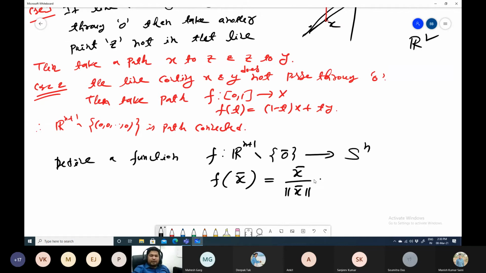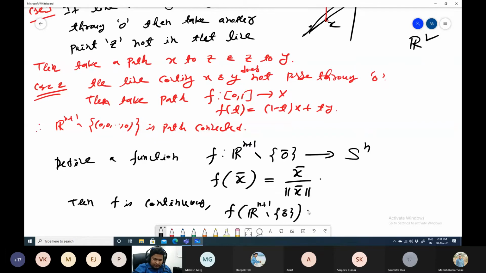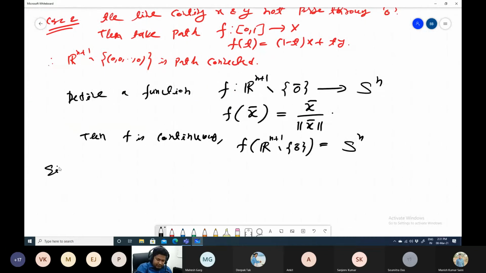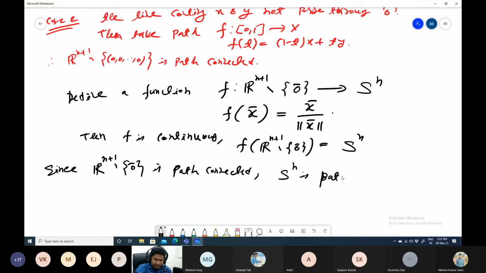बस हो गया. ये कॉन्टिन्यूअस है, हमें पता है. तुम सीक्वेंस भी दिखा सकते हैं कॉन्टिन्यूअस है. नाउ देन f is continuous and f is सर्जेक्टिव मैप, दिस इज हो जाता है Sn. नाउ सिंस R^(n+1) minus 0 is connected, or say path connected, so Sn is path connected. हम डायरेक्ट भी प्रूव कर सकते हैं, बट ये ज्यादा सिंपल है.